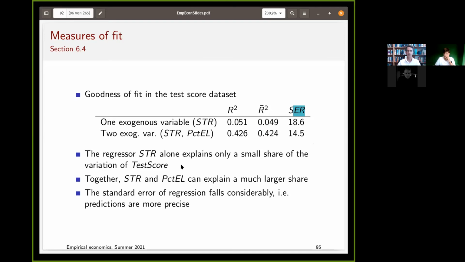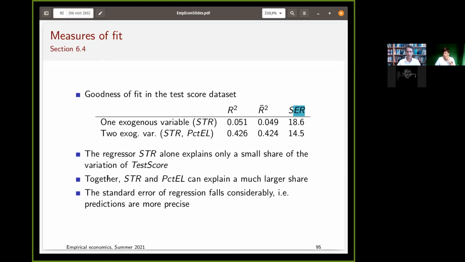So we can conclude that a single regressor, the class size as a single regressor, can only explain a very small share of the variation in the test scores. So the class size, interpreted in this way, is not responsible for the variation in the test scores. It can only explain very little variation.